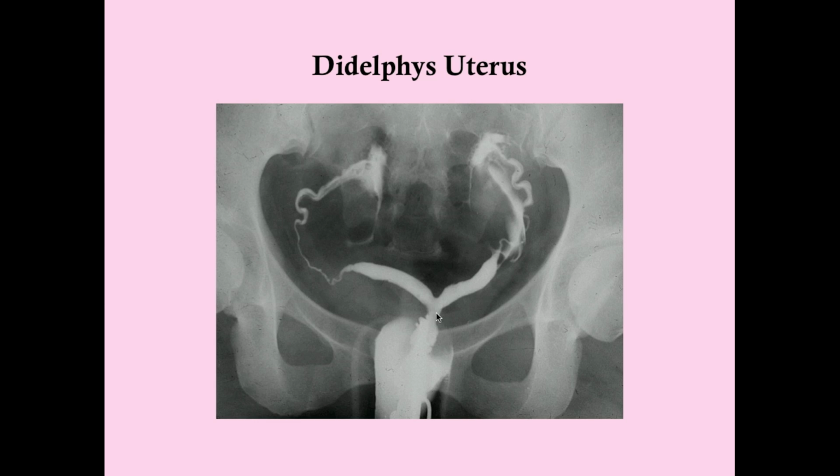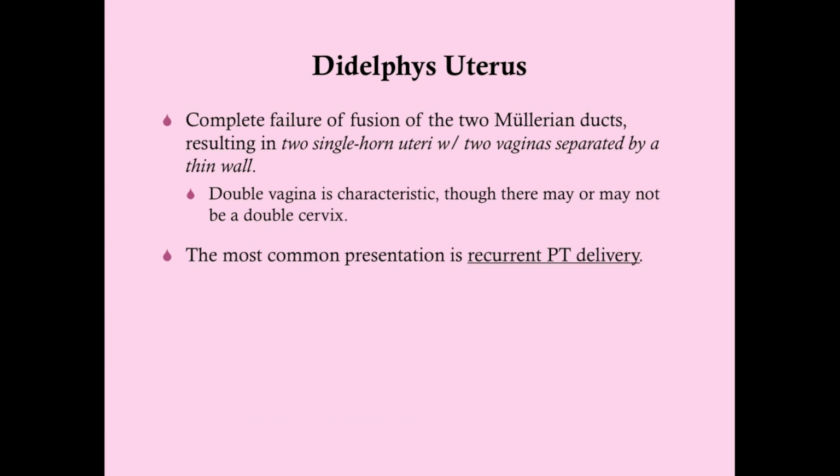You'll see two uteruses, and they will typically form a single cervix. However, you'll often have a double vagina. So there'll be a membrane separating the middle of the vagina, and so this can be abnormal externally. Now, you can sometimes have a double cervix, but not all the time. But you'll always have a double vagina.